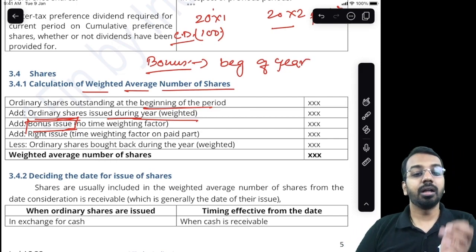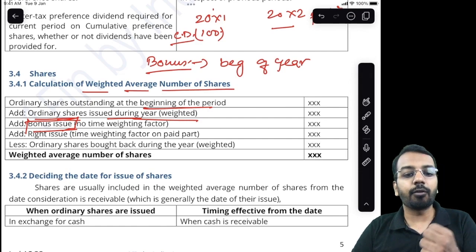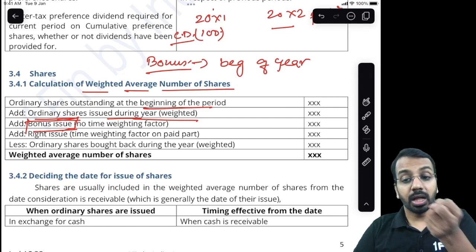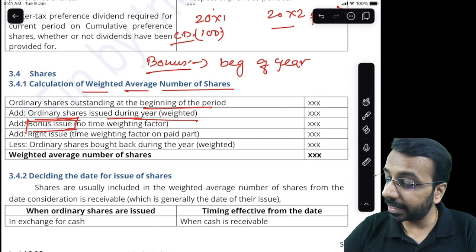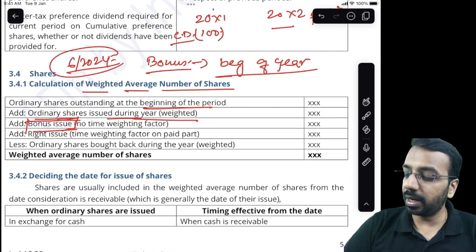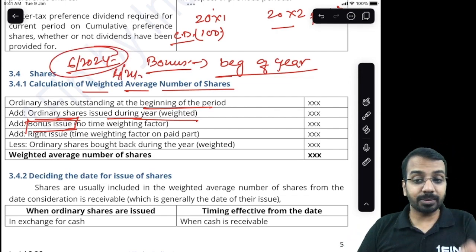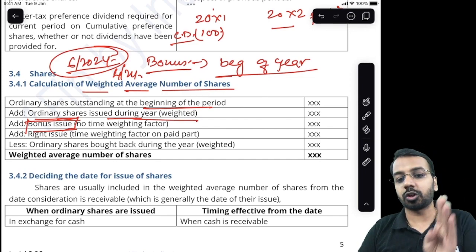These were issued at the beginning of the year, because when there is a bonus issue, there is no inflow of money. Hence you will take it from the beginning of the year. So even if the bonus issue happens in, let us say, June of year 24, you will assume that this has happened in April of 24. Even previous year numbers will be restated based on the bonus issue.